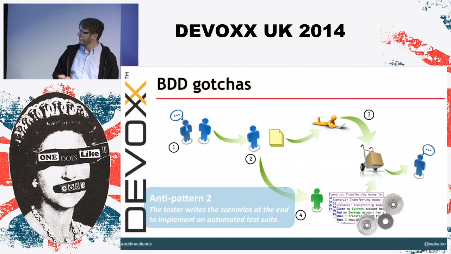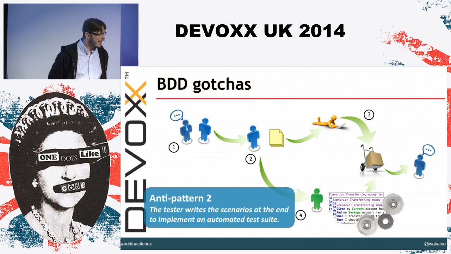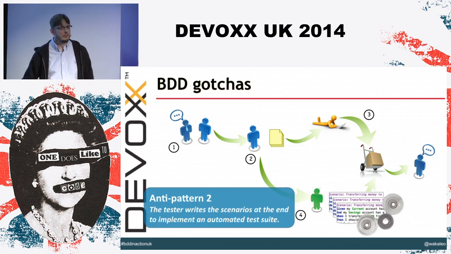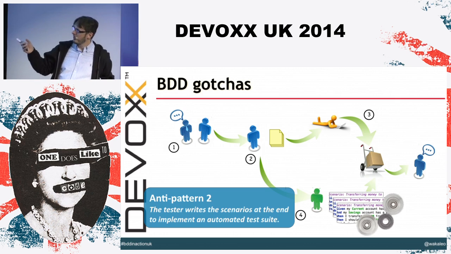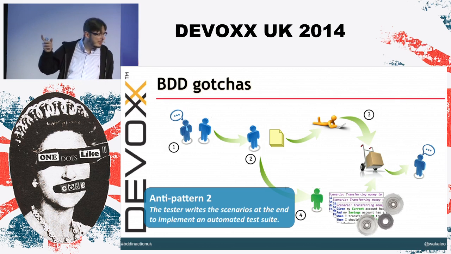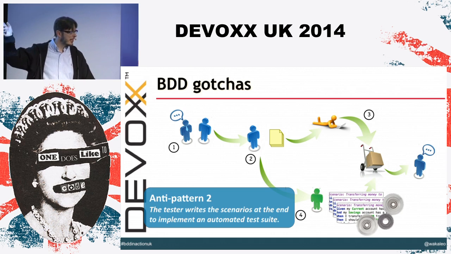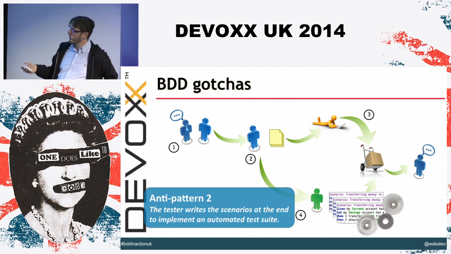On the other end of the scale, as we were talking about earlier, the tester uses BDD tools to write the acceptance tests. But like I said, this is less effective than the previous scenario because the developer doesn't get any benefit at all out of this approach. So it's effectively just using Cucumber as a test automation tool, which loses a lot of the leverage.